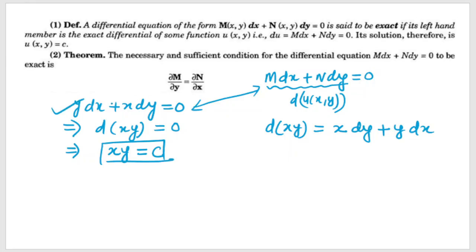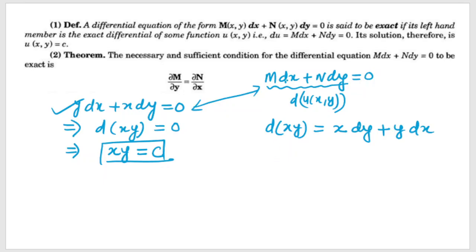Now it is a very simple or trivial kind of example, and in most of the problems you will come across some complicated expression, and it won't be that easy for you to realize that the expression is the exact differential of something. So for that we have an alternate approach. What is that alternate approach?